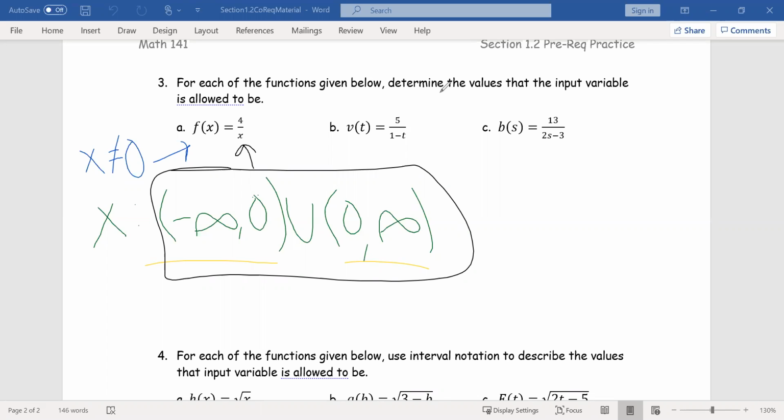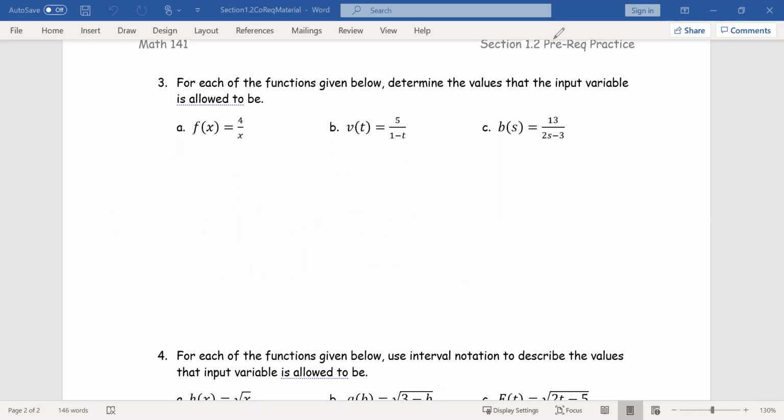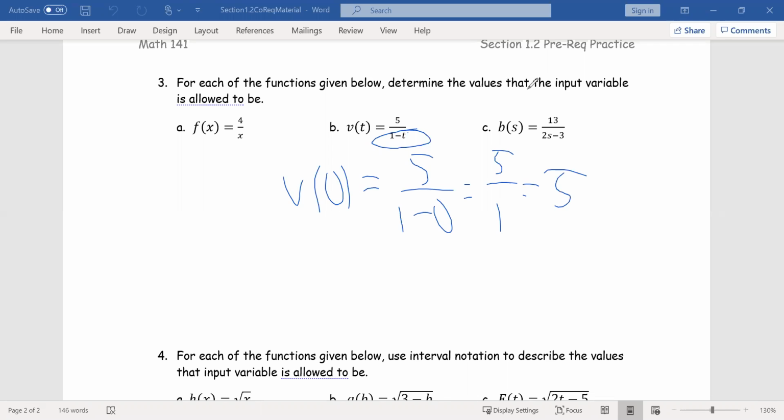All right, looking at a similar thing with part b. I'm not going to go all the way through finding the interval notation here, but let's again focus on the denominator to think about what t can be. In order to think about what it can be, we've got to think about what it can't be, right? And so in this case, t could be 0, right? Because we could do v of 0 equals 5 over 1 minus 0, which gives us 5 over 1, which is 5, and that's allowed, right?